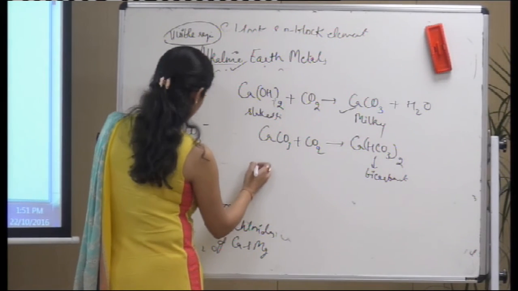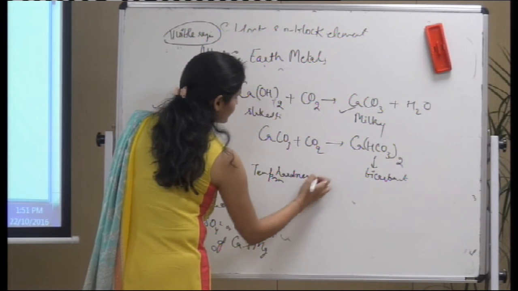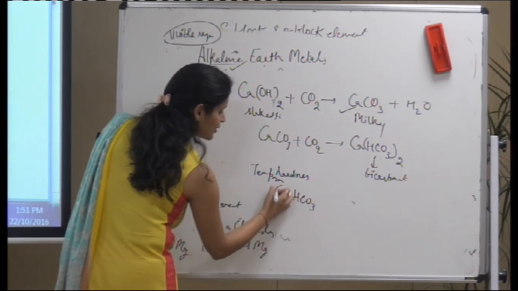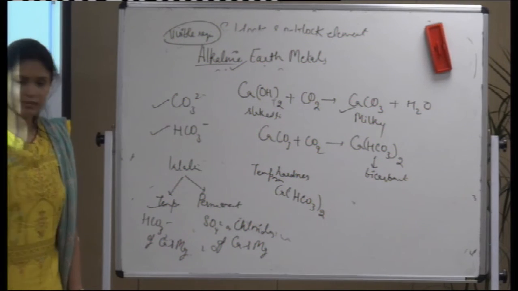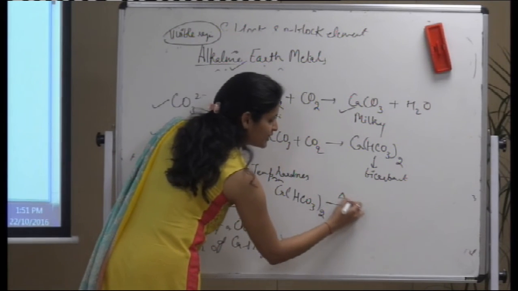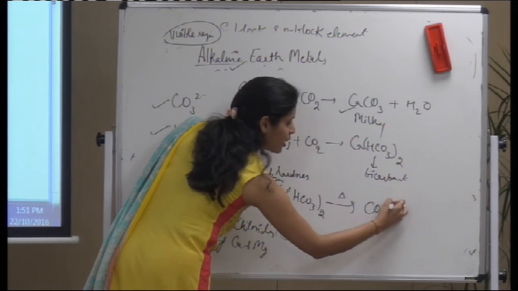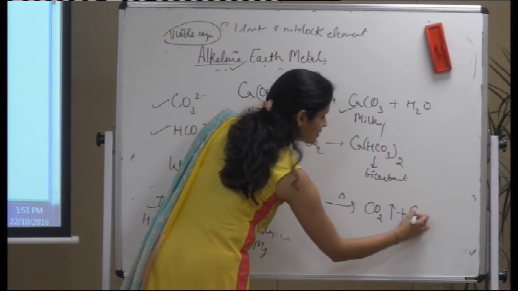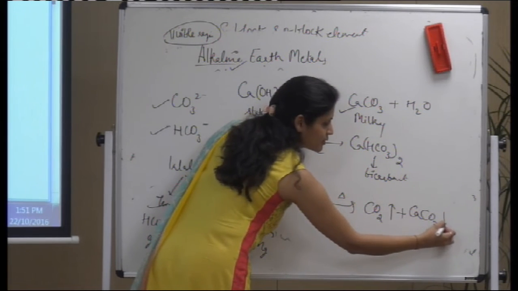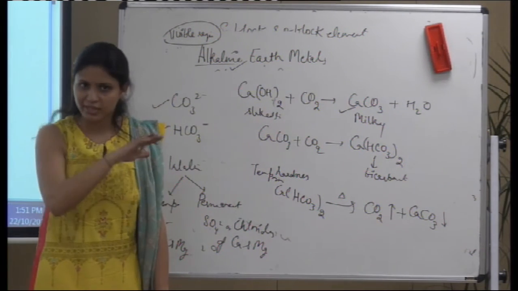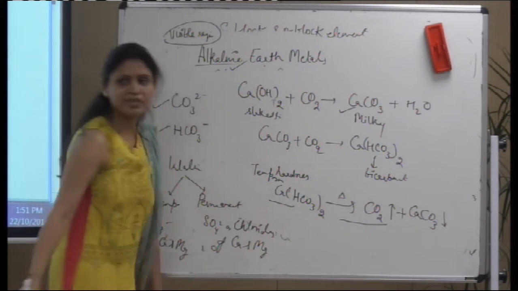We can remove temporary hardness by heating. Water contains this compound. In temporary hardness, if I heat it, heat is denoted by this triangle, the carbon dioxide will go out and I'll be left with calcium carbonate, which will precipitate out and settle down after heating. This is how I remove temporary hardness of water.